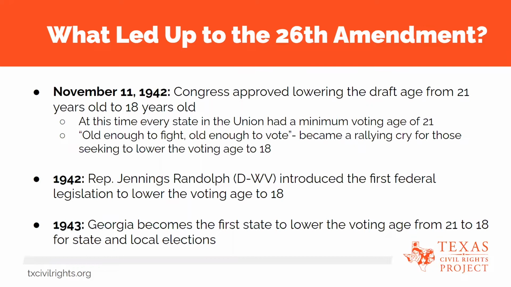All right, so what led up to the passage and ratification of the 26th Amendment? On November 11th, 1942, Congress approved lowering the draft age from 21 years old to 18 years old. And it's important to note that at that specific time in history, every single state in the Union had a minimum voting age of 21.